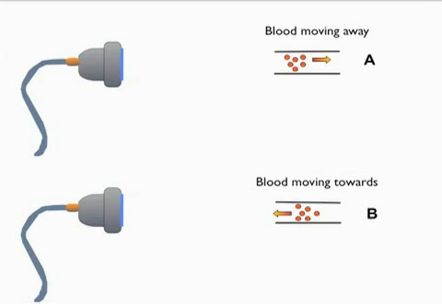These principles are demonstrated in this video. There is an ultrasound pulse that is generated. It travels towards red blood cells moving away. The returning frequency is smaller. Here, when the ultrasound bounces off of the red blood cells moving towards the transducer, we have a higher frequency returning.